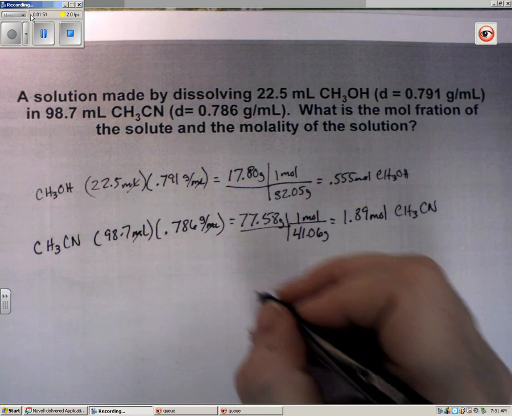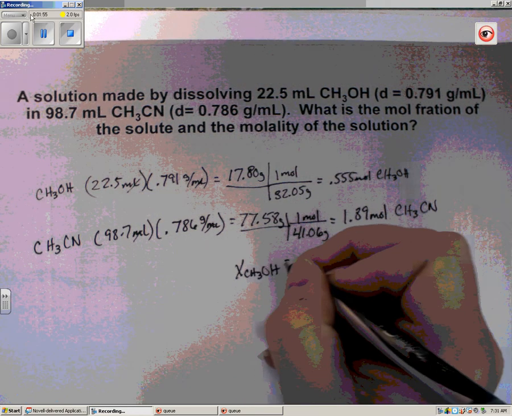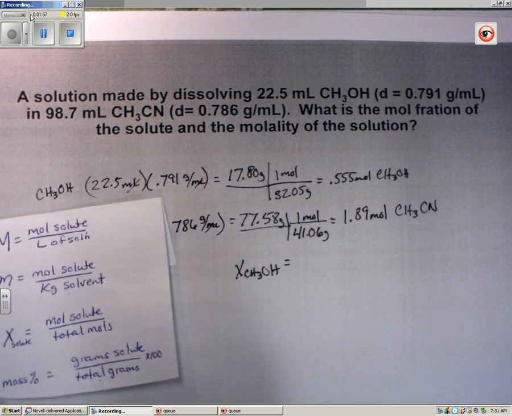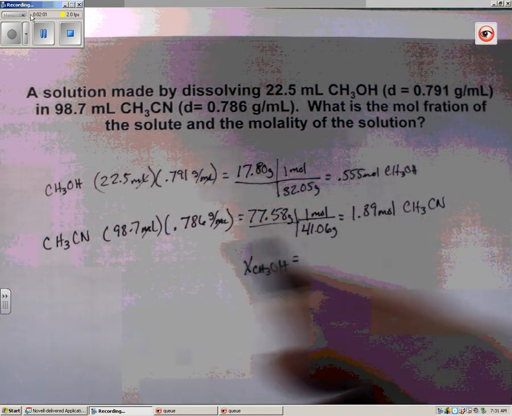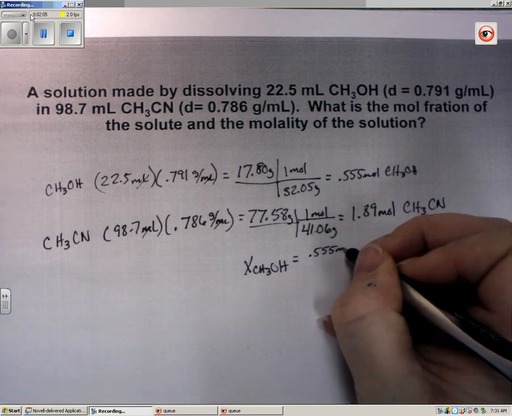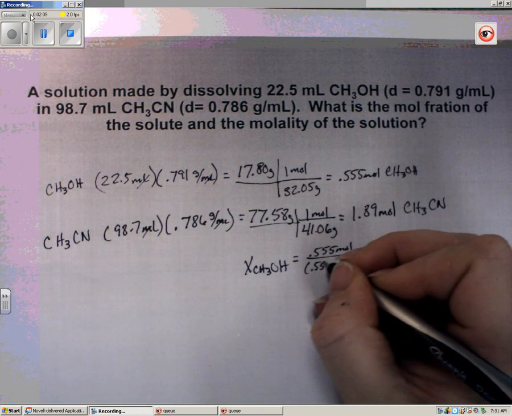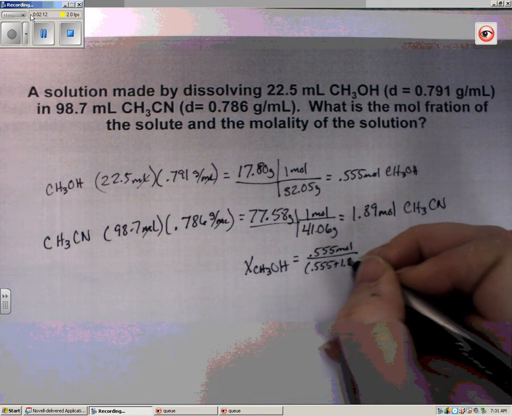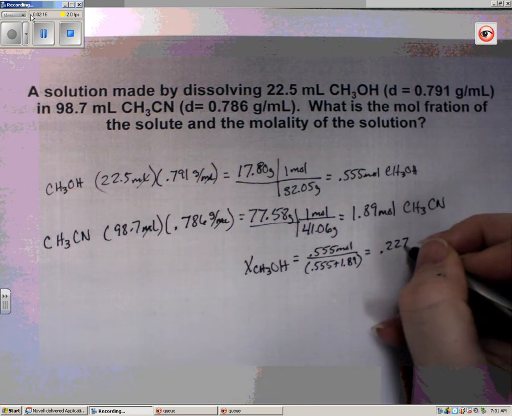Okay, to find the mole fraction of methanol, you need moles of the solute over total moles. So our solute is methanol divided by 0.555 plus 1.89, and that gives us a mole fraction of 0.227.